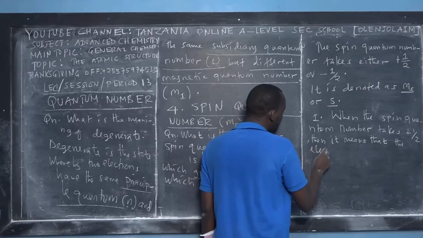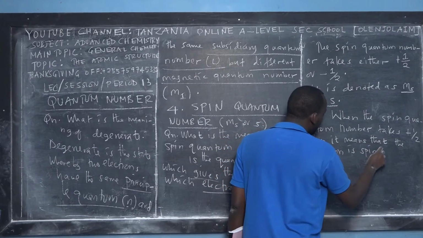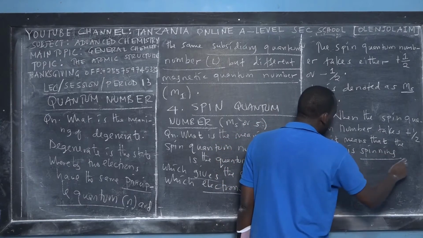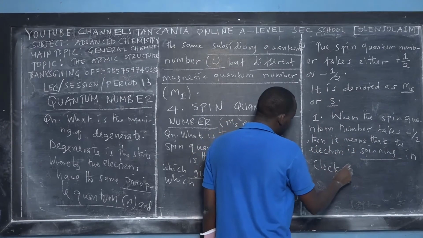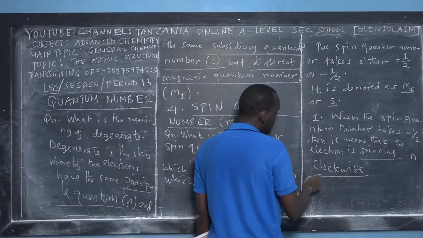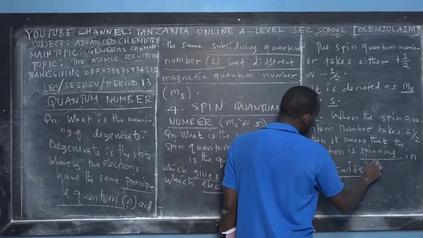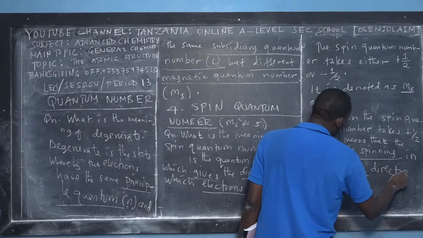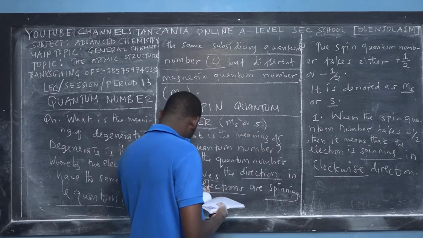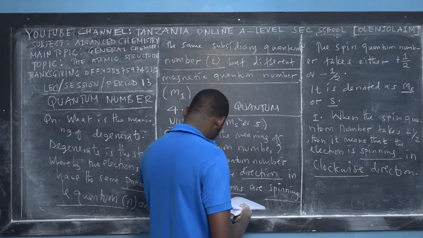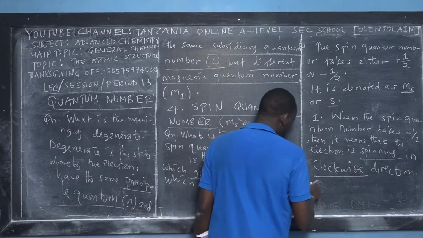The electron is spinning in the clockwise direction, the same direction as the hands of a clock. In the orbital, this is shown by using an arrow pointing upward.